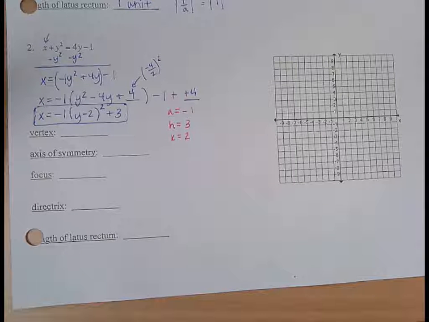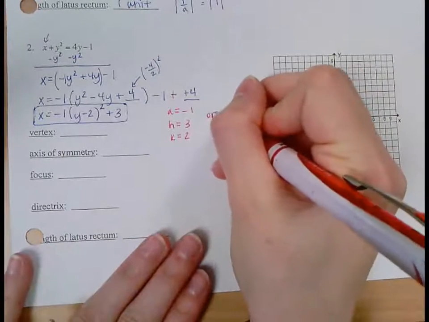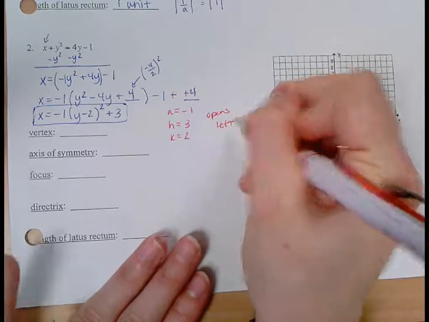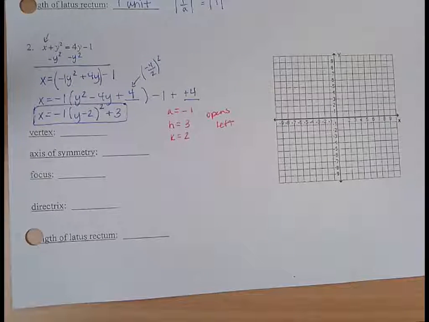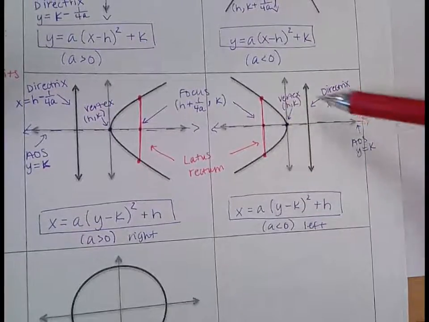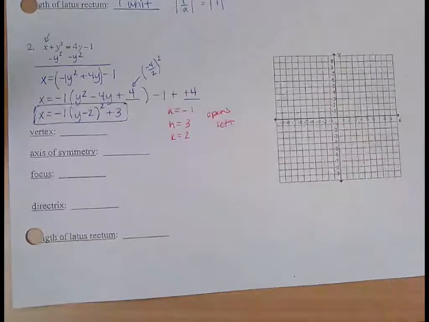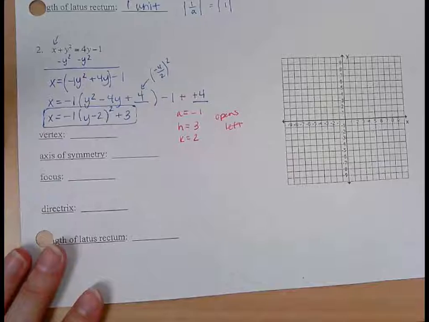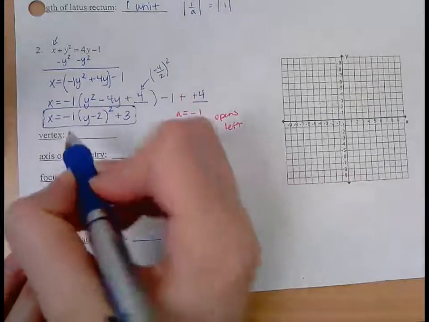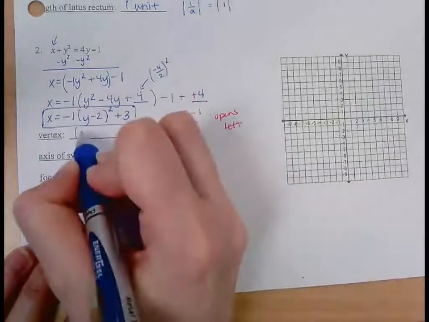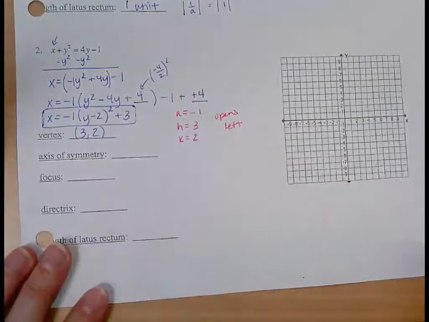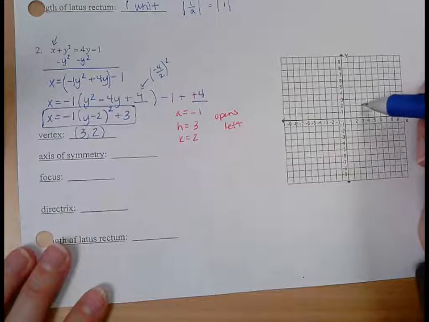And then which direction should this one be opening? To the left. Okay, so when you're looking at your graphic organizer, you should be looking at the bottom right one that we filled in. These are the formulas that we'll be using. Okay, so vertex is still HK. So vertex is 3, positive 2. I'm going to plot that right away.